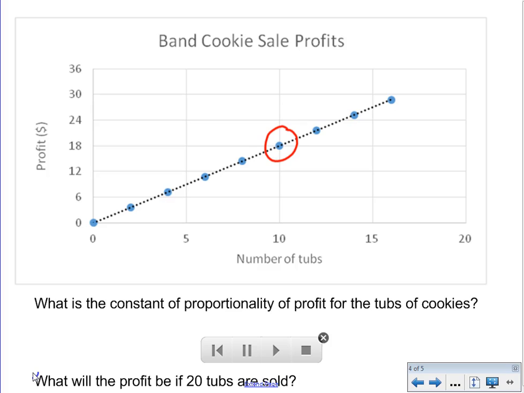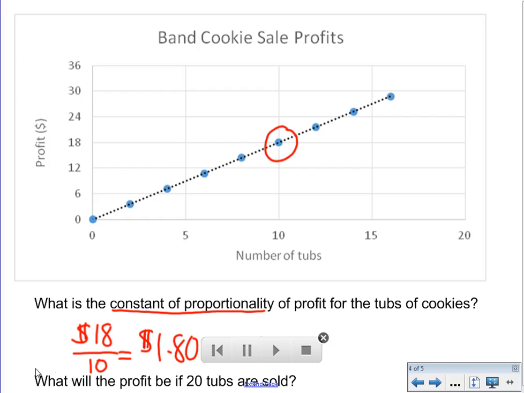They don't want to know what it is for 10 tubs. The question is asking for unit rate or constant of proportionality. But we can reduce that. So let's put the money on the top. It's $18 for 10 tubs. So how much would it be for 1 tub? Well, because we are doing unit rate, we can cross multiply if we want, but all we have to really do is take 18 divided by 10, and we will get $1.80 per tub.